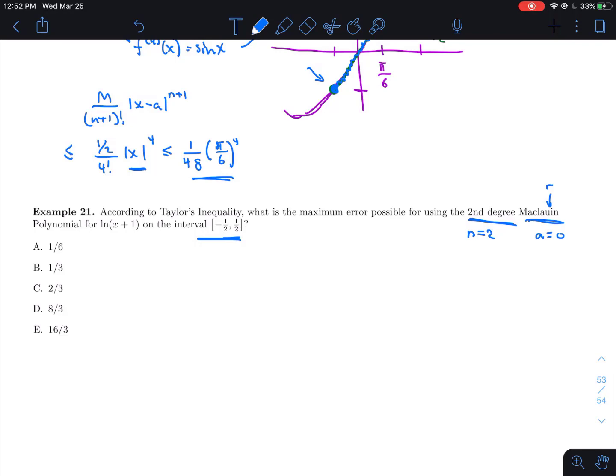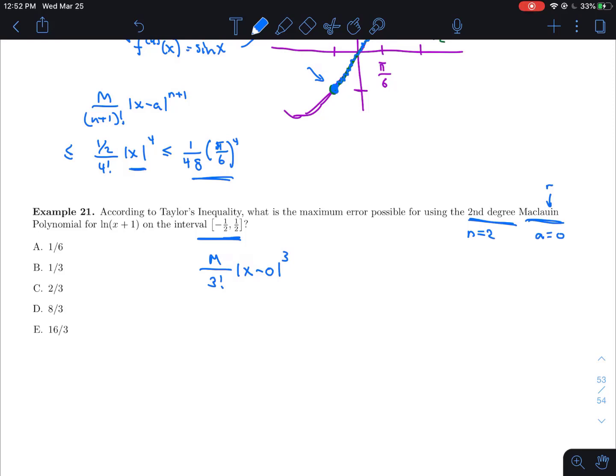And we want to know what is the maximum error. So again, we need to go through. We need to find out what is this m. We know n already, so we know there's going to be a 3 factorial down here. We know we're going to have x minus a raised to the n plus 1st power, so raised to the 3rd power. And so again, we need to kind of play this game.